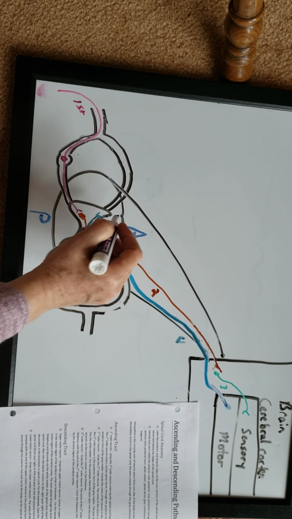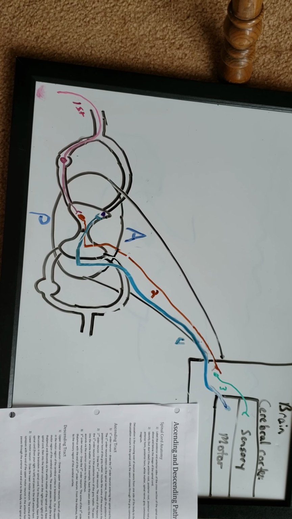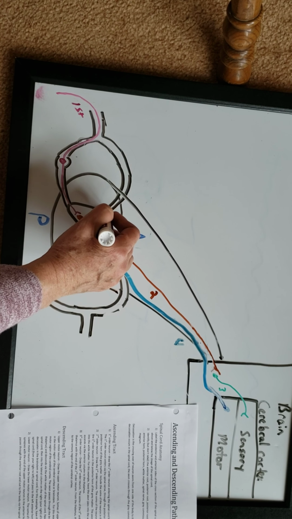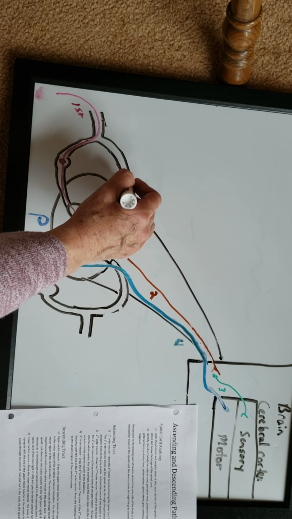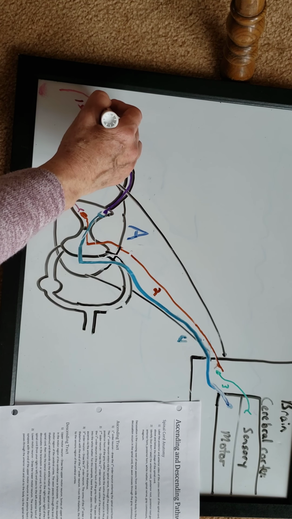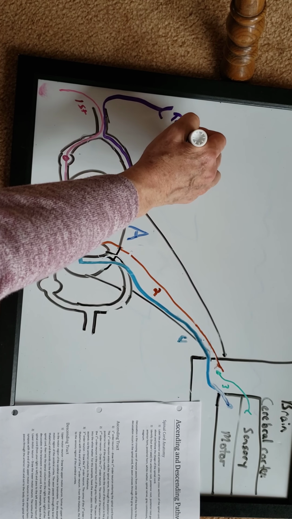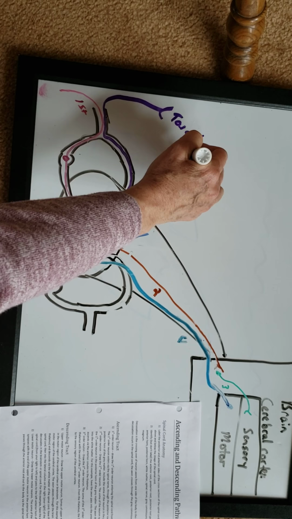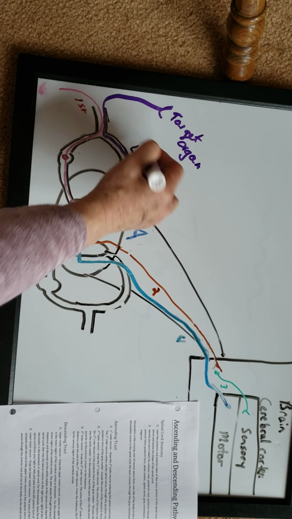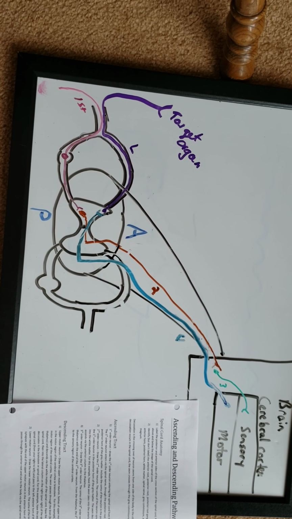The lower motor neuron has its soma right here in the anterior horn of the gray matter, and then the axon passes through the anterior root and then passes out to the body where it goes to some target organ. And this would be the lower motor neuron. So two neurons in a descending motor tract.